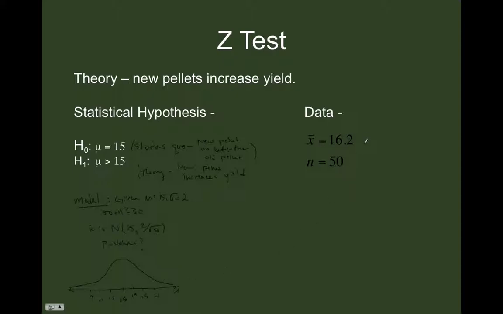Our sample mean was 16.2, okay? So 16.2, I'll put that right about here, okay? 16.2. So the p-value is going to be the area in this right tail of x bar's normal distribution, okay? And so we could calculate the p-value using normal CDF.